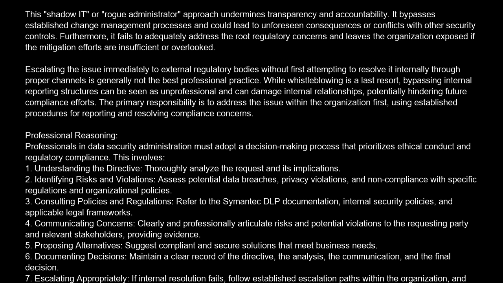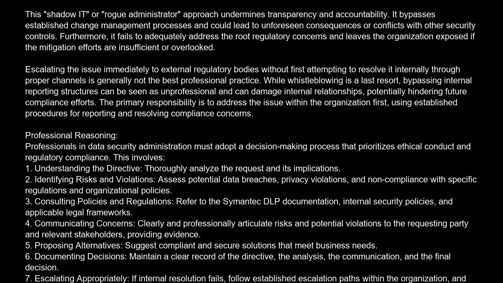Escalating the issue immediately to external regulatory bodies without first attempting to resolve it internally through proper channels is generally not the best professional practice. While whistleblowing is a last resort, bypassing internal reporting structures can be seen as unprofessional and can damage internal relationships, potentially hindering future compliance efforts. The primary responsibility is to address the issue within the organization first, using established procedures for reporting and resolving compliance concerns.